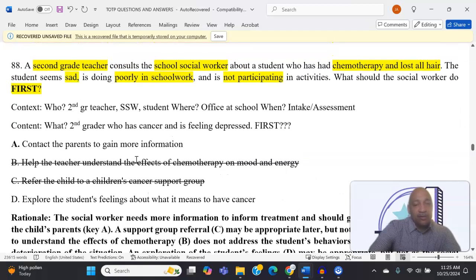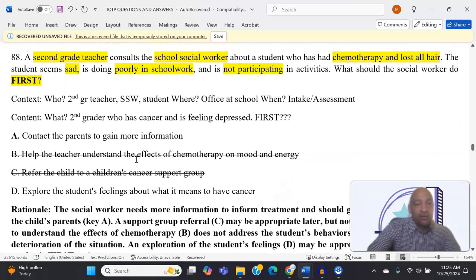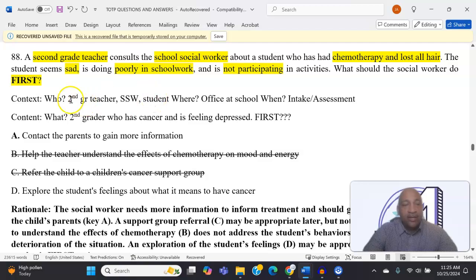You got to talk to the parents. The parents are critical when we're talking about a second grader, right? We're talking about a child who is maybe 7 or 8 years old. This is a young child. And even though you're the school social worker and you haven't met the child yet, you gotta connect with the parents to gain more information.